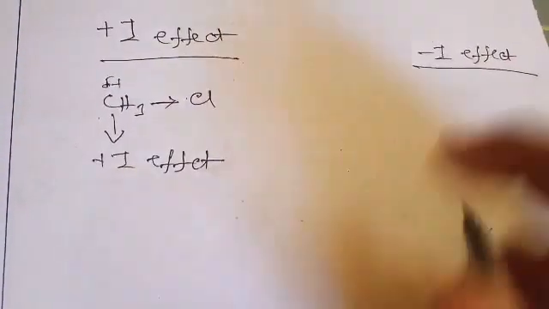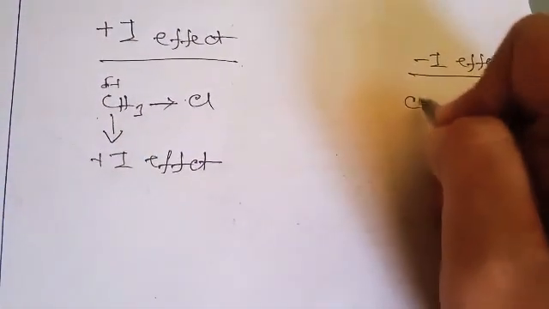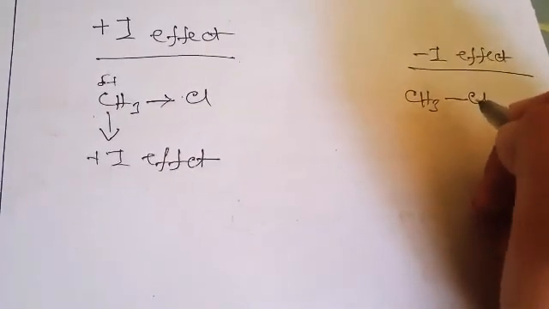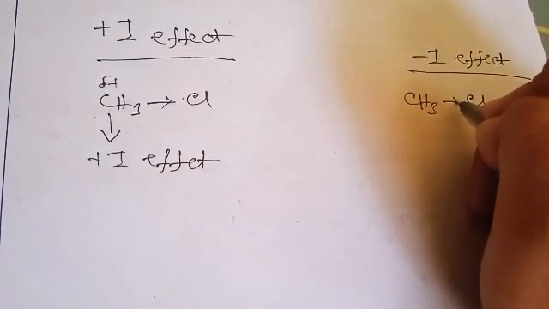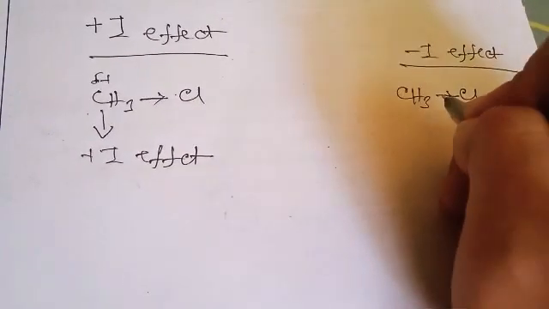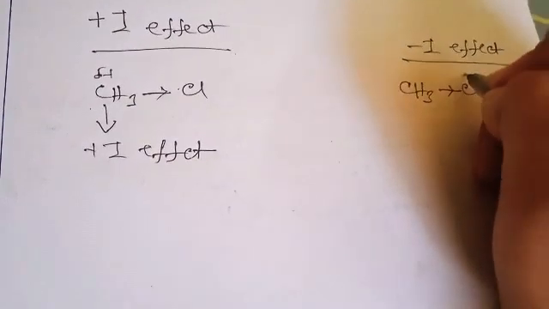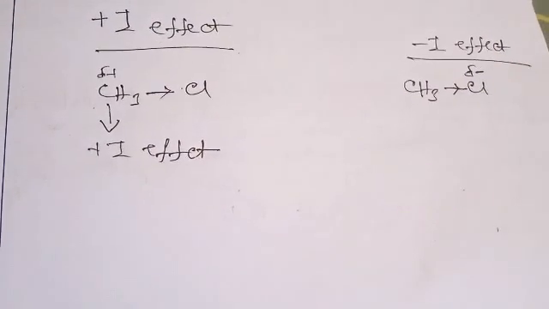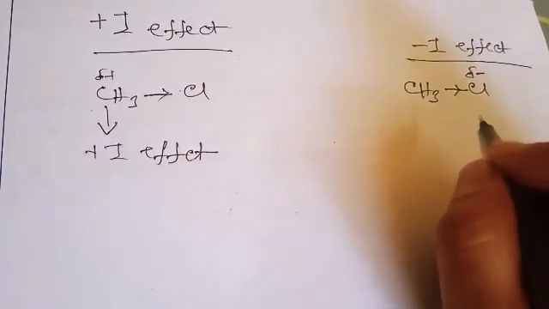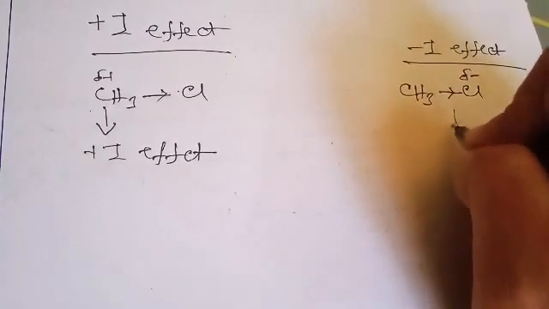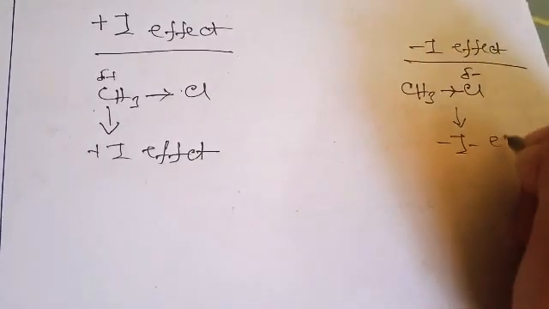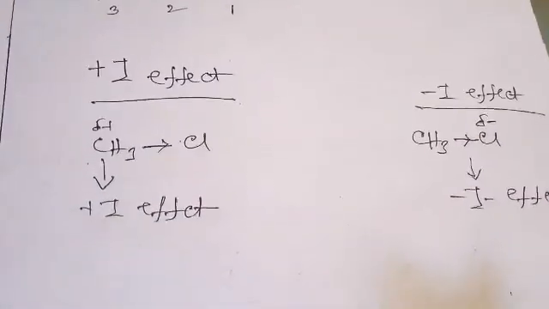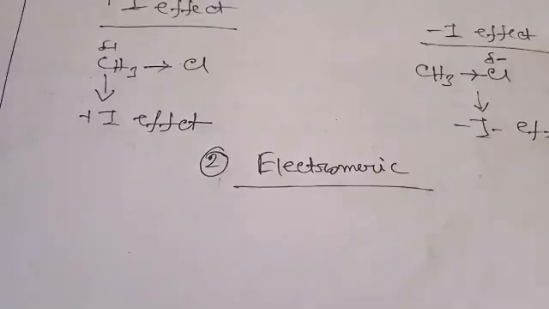And what is the minus I effect? If I again consider this compound, CH3Cl, you all know from the concept of electronegativity that this bonded shared pair of electrons is pulled towards chlorine, and a partially negative charge is generated over chlorine. So this power of pulling the electron pair towards itself is termed the minus I effect. This is the cause of the inductive effect, which is very important in organic chemistry.